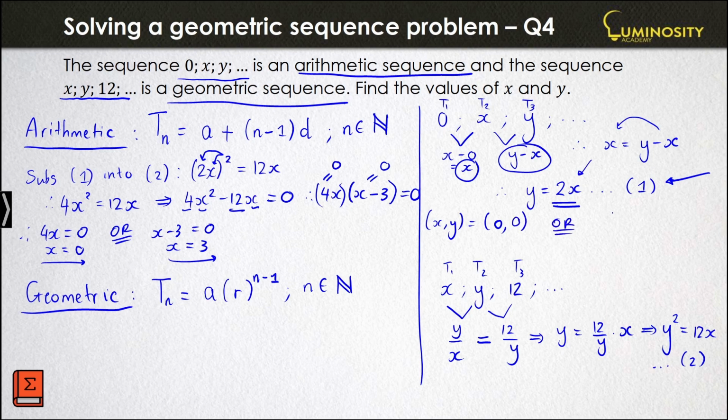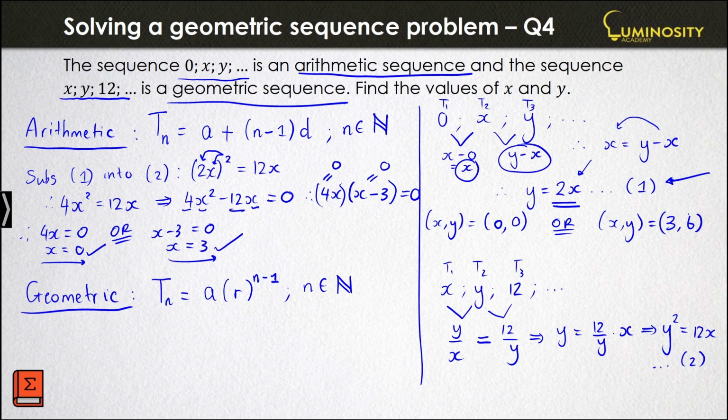Or if I put my x, y pair to be 3, so I've used 0 and now I'm going to do 3, well, 2 times 3 is 6. So when x is 3, my y value is 6. Okay, so we have two possible solutions for x and y. How do we know which one is correct? Well, we've got to take each pair now, substitute them back into both sequences, and see if they make sense.